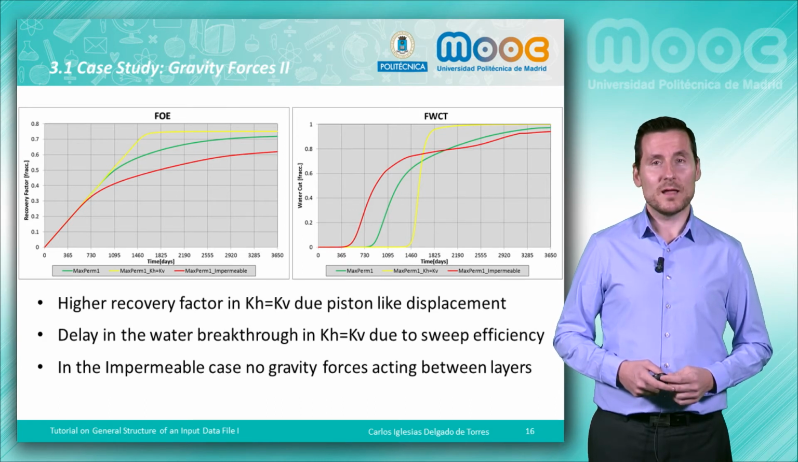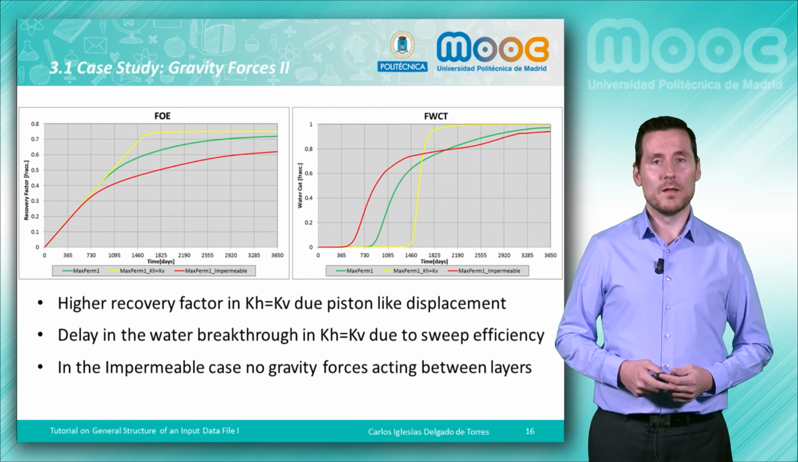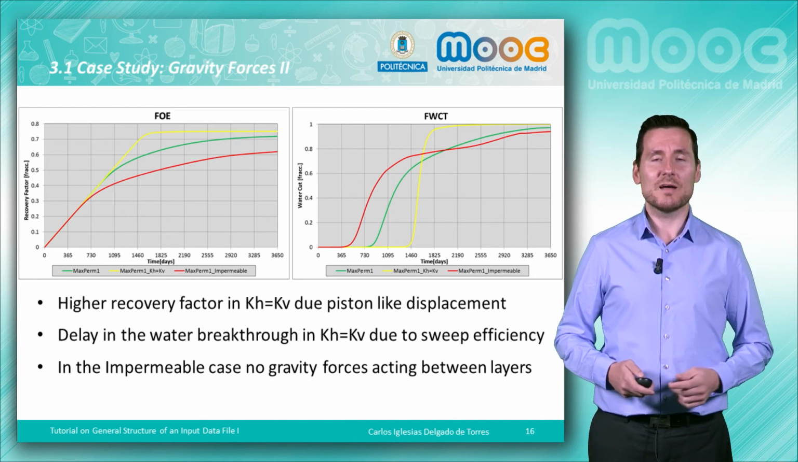On the other hand, in the red case, with no communication between layers, all the layers are swept independently, without any gravity assistance, and for that reason, the recovery factor is lower. Observing the water cut plot, in the case with perfect piston displacement, the water breakthrough is delayed in time and increases from 0 to 100 in just a few days.